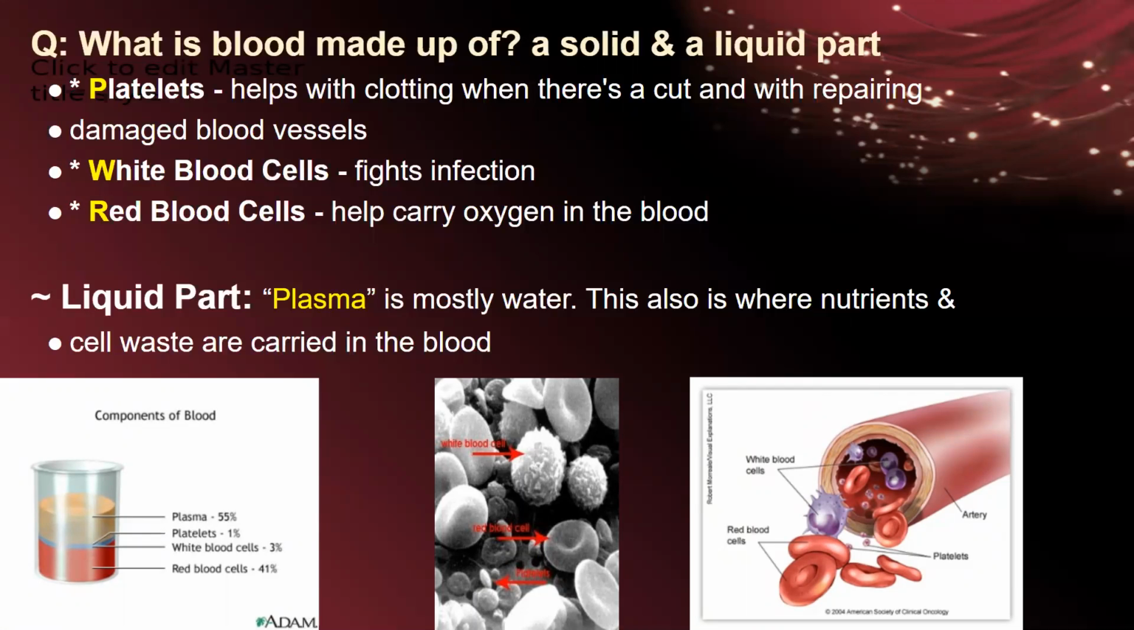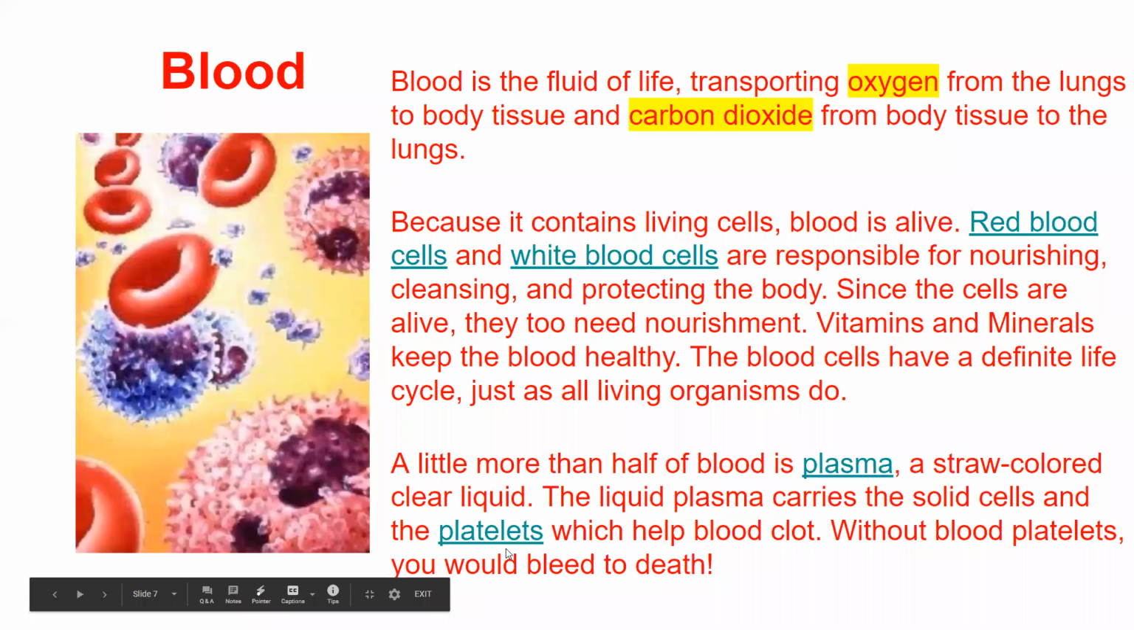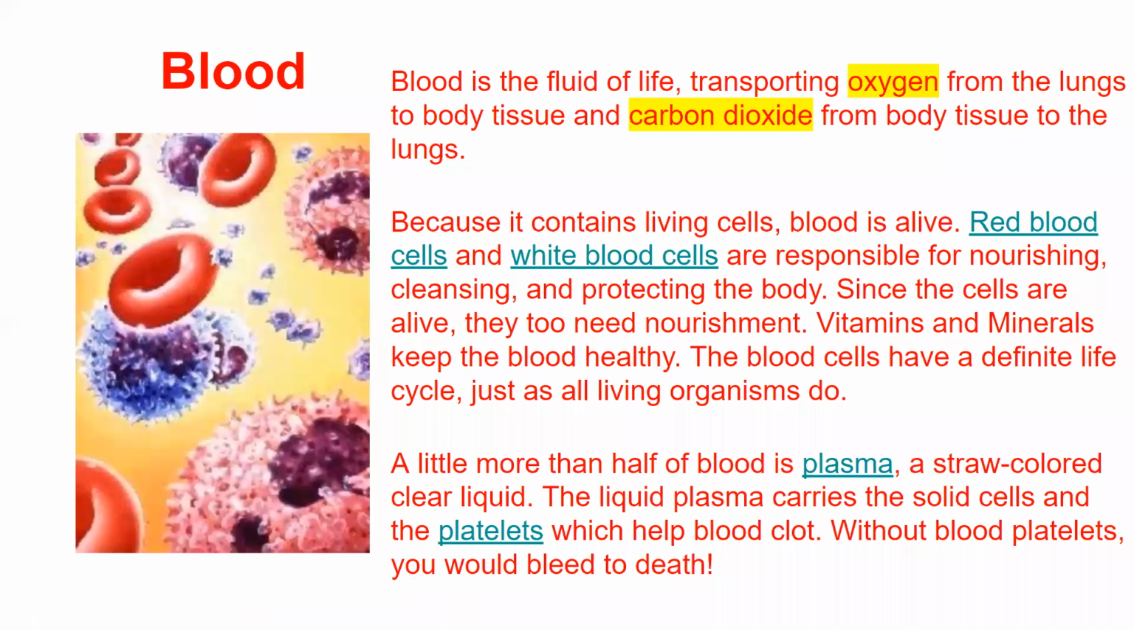And if you look in the middle of the slide, you can see a microscopic picture. The white blood cell is at the top here, a red blood cell here, and then there are tiny little platelets here. So blood is the fluid of life. It transports oxygen from the lungs to body tissue and carbon dioxide from the body tissue to the lungs to get rid of it. Because it contains living cells, your blood is alive.